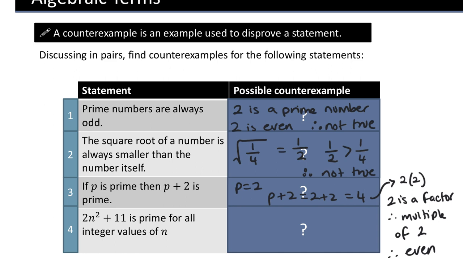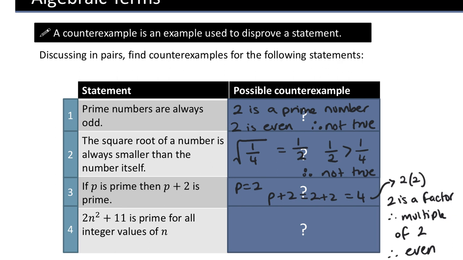And then 2n squared plus 11 is prime for all integer values of n. So we've got to find a value for n where this is not true. Okay? So if I did 4 times 2 is 8, plus 11 is 19. Okay, that's not going to work. 3 squared is 9. 9 times 2 is 18, plus 11, 29. Did anyone get one? Not yet? Okay, there is definitely one.